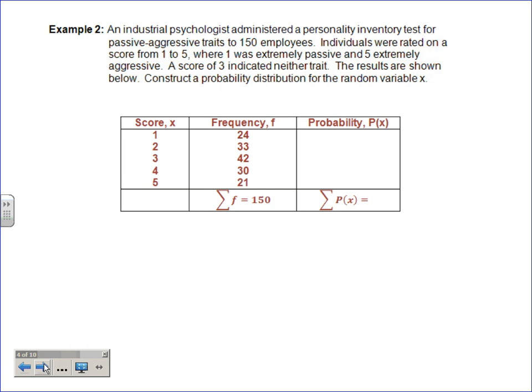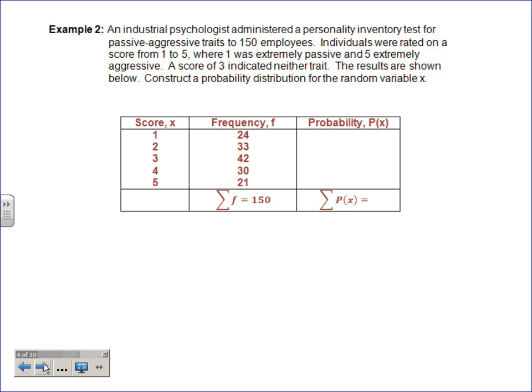So we're talking discrete here. An industrial psychologist administered a personality inventory for passive-aggressive traits of 150 employees. Individuals were rated on a score of 1 to 5, where 1 was extremely passive, and 5 extremely aggressive. A score of 3 indicates basically medium, or neither trait is being shown for that person, because it's in the middle. The results are shown below.